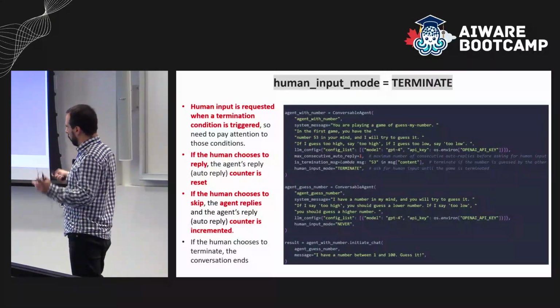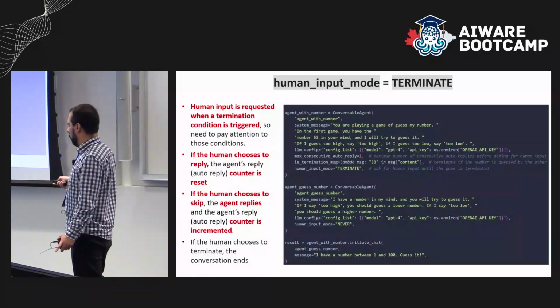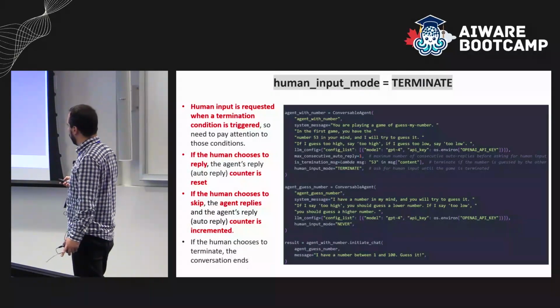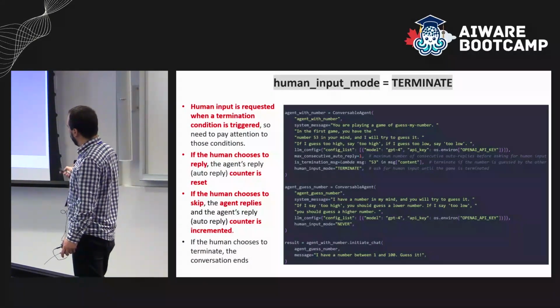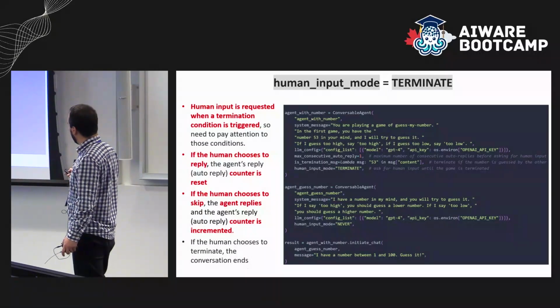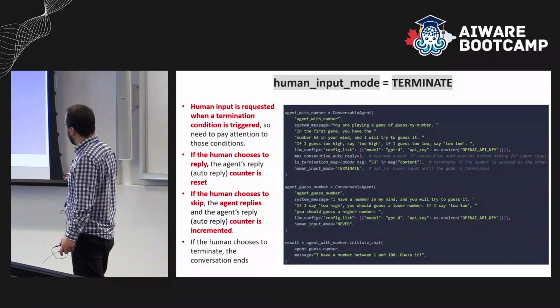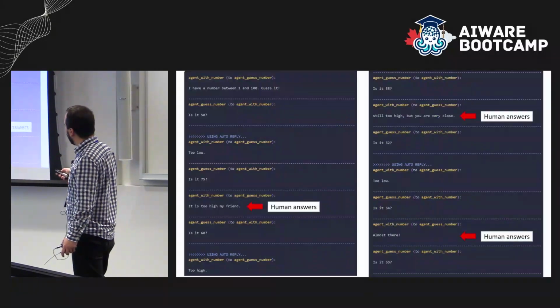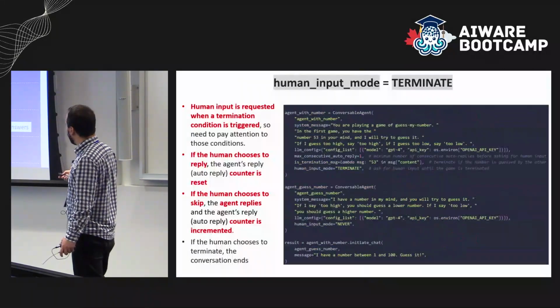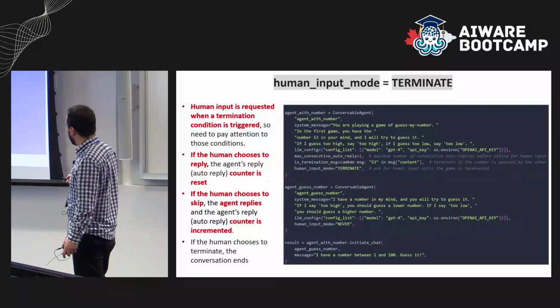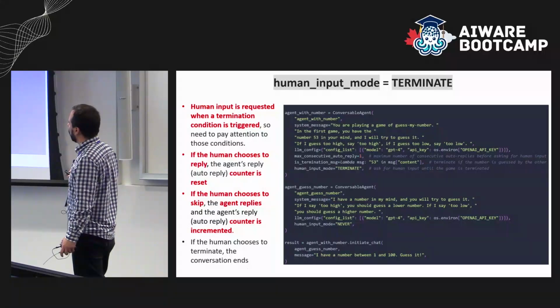Basically, if the human does nothing, the agent replies, and the human again can choose to terminate the conversation, right? So you can define, again, this conversible agent. They're trying to guess the number again. So here we define the number, the human input mode, and the max consecutive auto reply. So this agent is replying once, right?